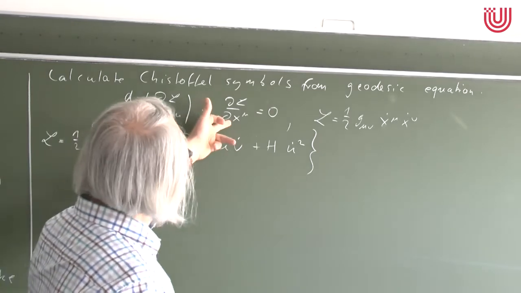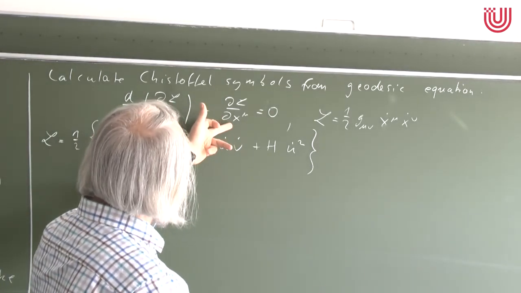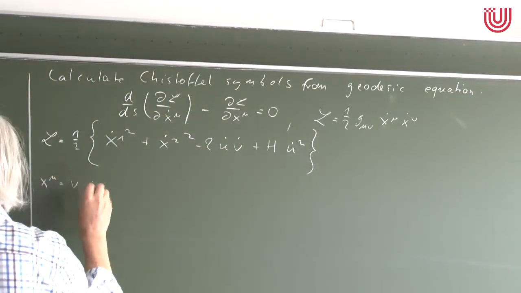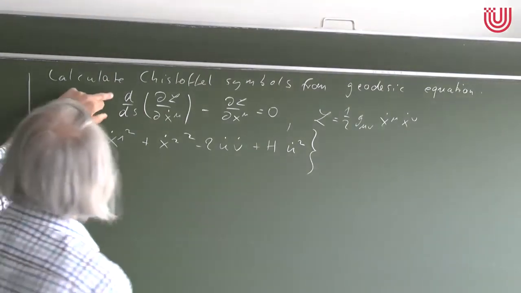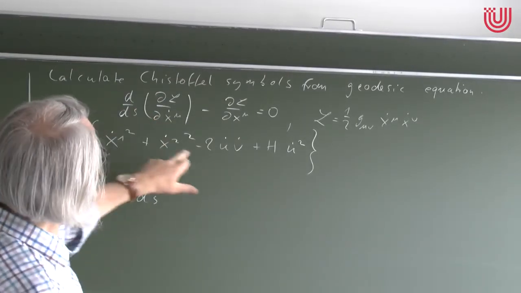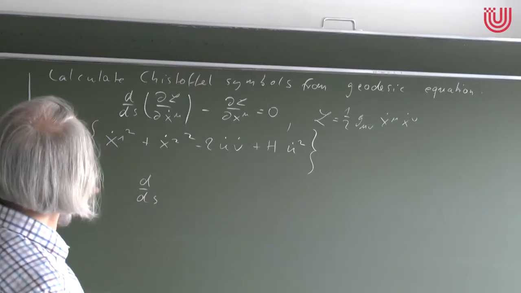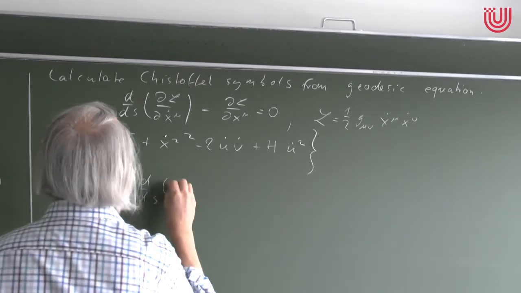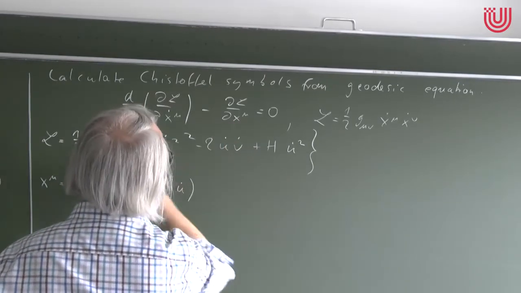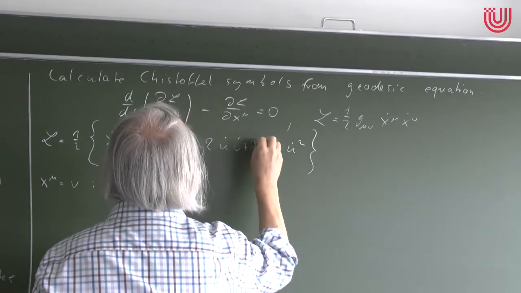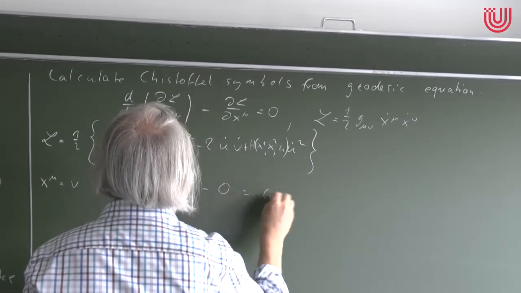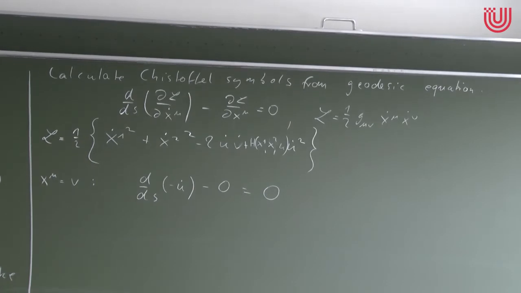And we have to calculate the components. So x^μ can take the values x1, x2, u, and v. Let's begin with v. x^μ equal v. Then I have d by ds, ∂L by ∂v dot. Where's the v dot? That's the only v dot. Minus 2 divided by 2 gives a minus sign. So this is minus u dot. Then ∂L by ∂v, where's the v? h depends only on x1, x2, and u. So there's no v. So minus 0 is 0. That's the first component. Surprisingly simple.